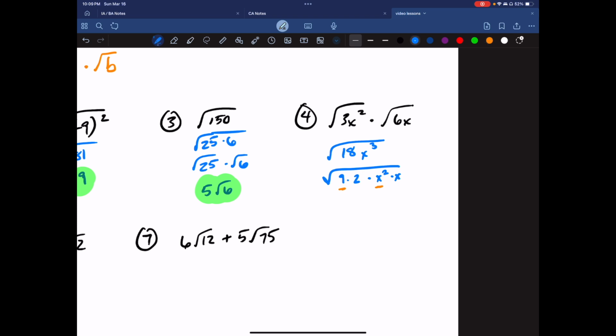When I take the square root of 9, I get 3. When I take the square root of x squared, I get x. And then I'm left with 2x on the inside. So this is my simplified answer, 3x times the radical of 2x. And there you go.